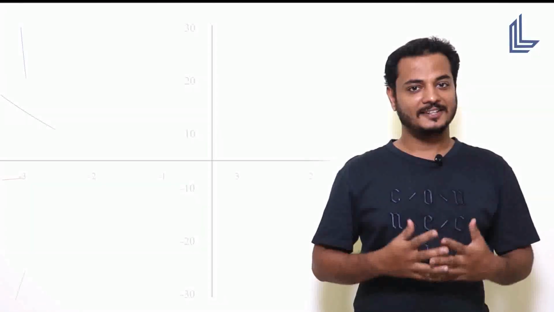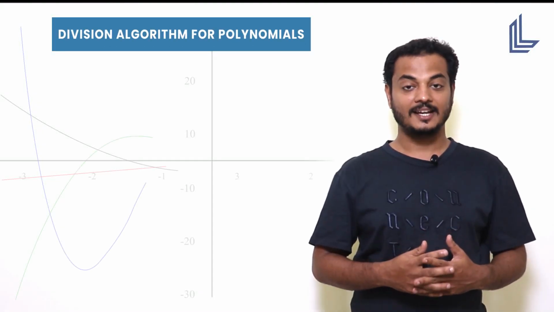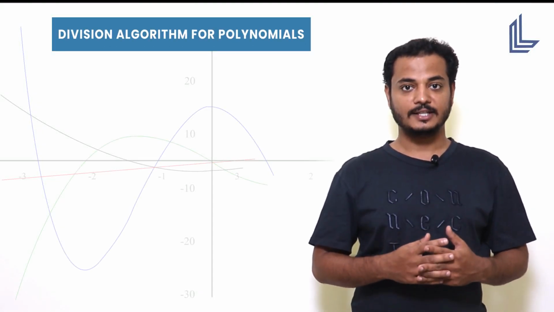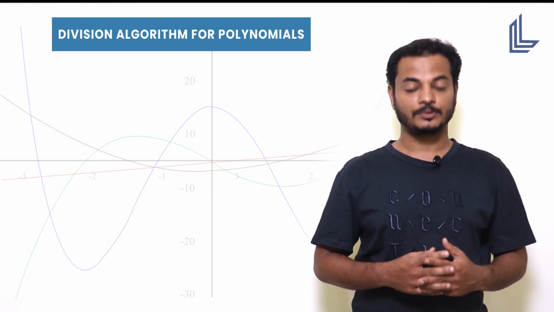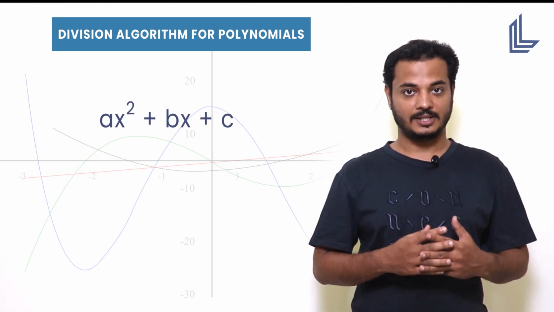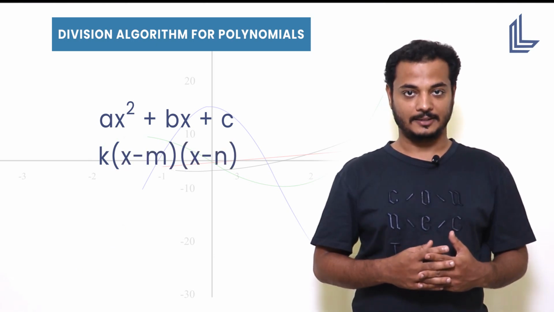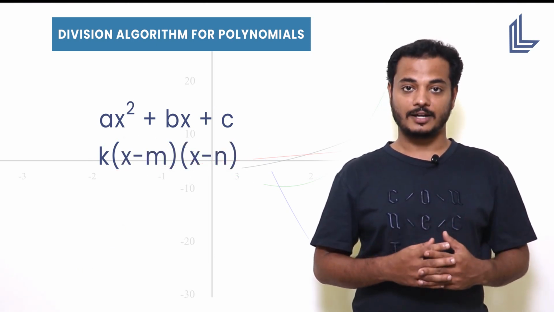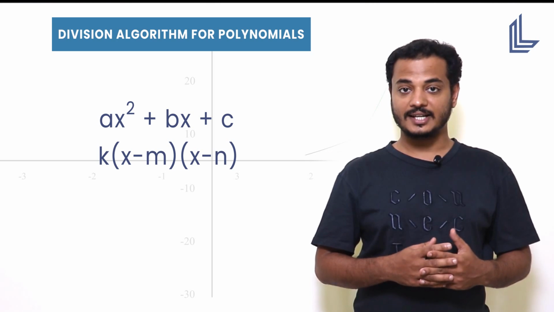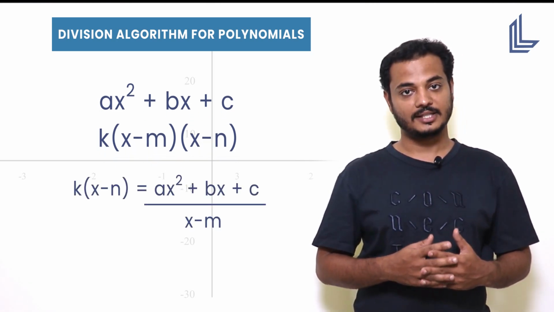Hello friends, in this section we will see division algorithm for polynomials. In the previous section we have seen that a polynomial could be written as product of its factors. For example, a quadratic polynomial ax square plus bx plus c can be written as x minus m into x minus n. Now if one of the factors is given to you, we can easily find the other factor by dividing the quadratic polynomial by this given factor.